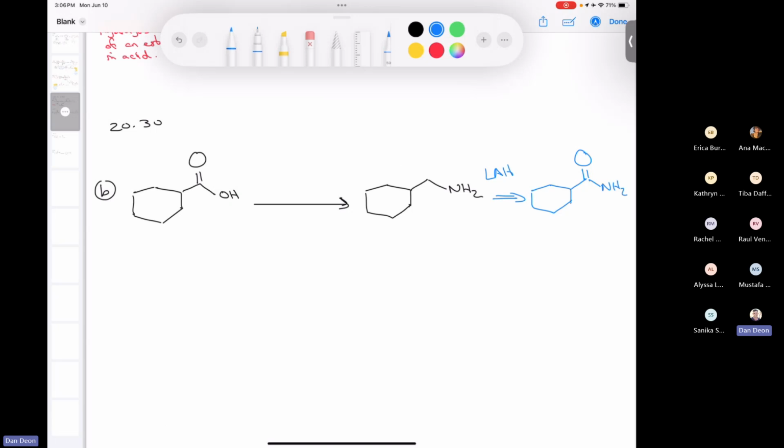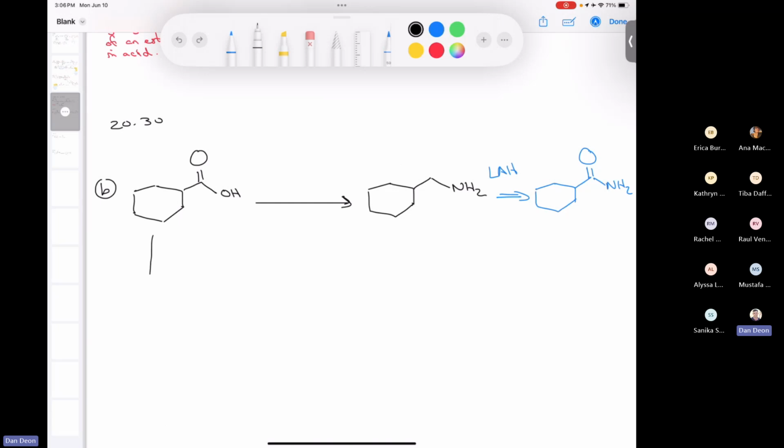So then the question becomes, well, how do I get from here to here? And the way that we do that is by making the acid chloride, right? That was one of the first reactions that we went over today. First we would convert that to the acid chloride using thionyl chloride. That gives us the acid chloride, which is going to look like this. And then we're going to treat that with excess ammonia to give us our primary amide. So this gives us the primary amide.